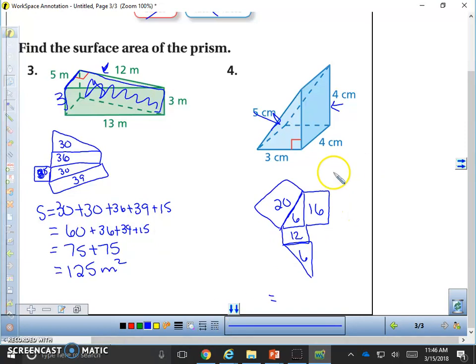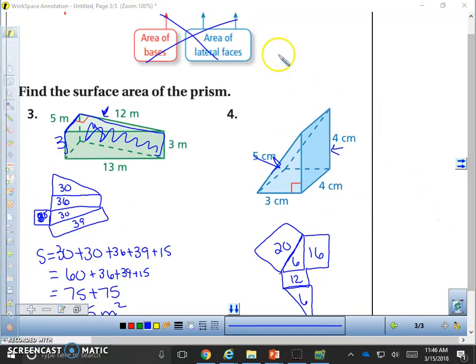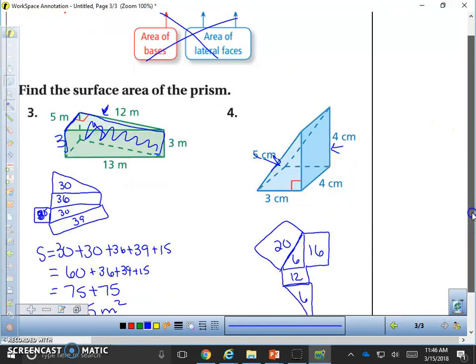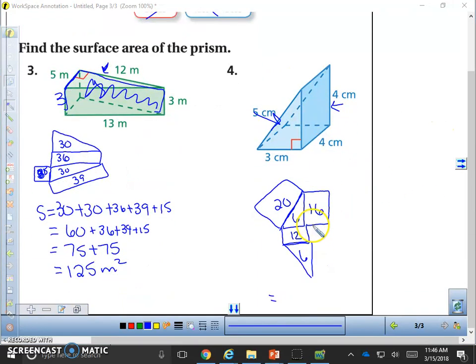Okay, I drew the net because we cannot use the formula for this one. We cannot use the formula, okay, because it has 5 sides and the formula is designed for a 6-sided shape. So we have to use the net and we have to add them all up.